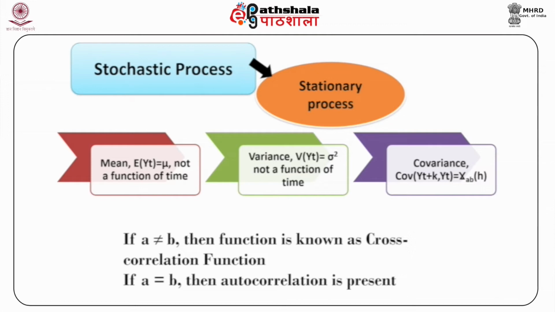Covariance, that is covariance of yt plus k comma yt, is equal to gamma a b h. If a is not equal to b, then the function is known as a cross correlation function. However, if a becomes equal to b, then autocorrelation is present in the model.